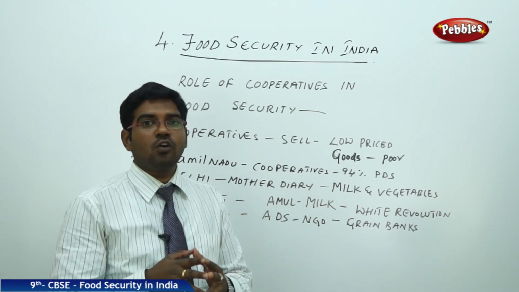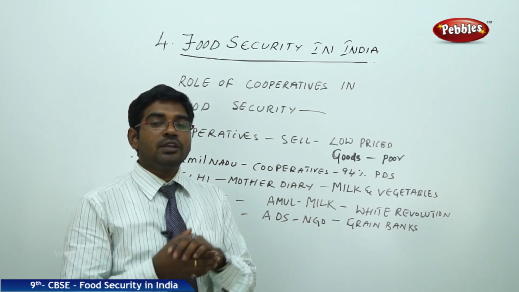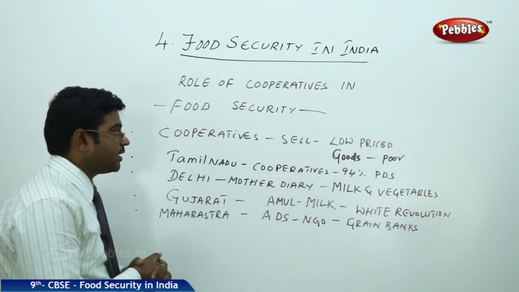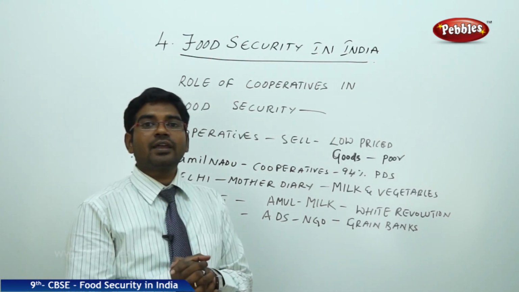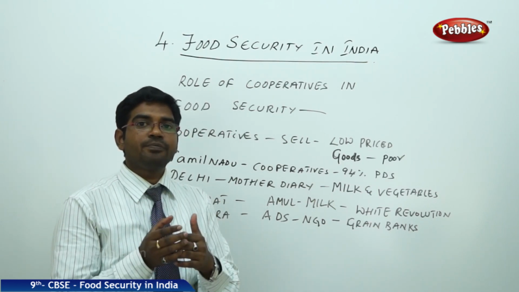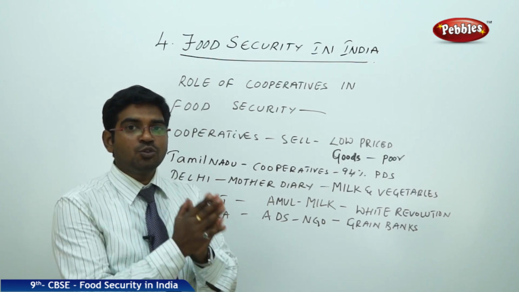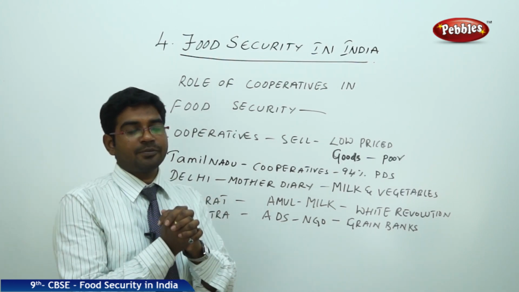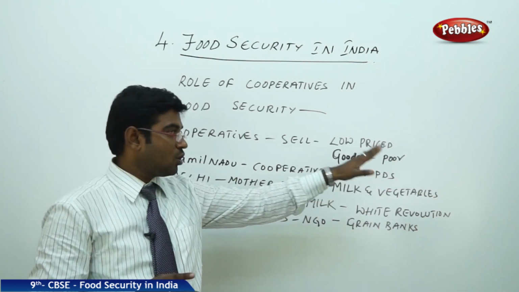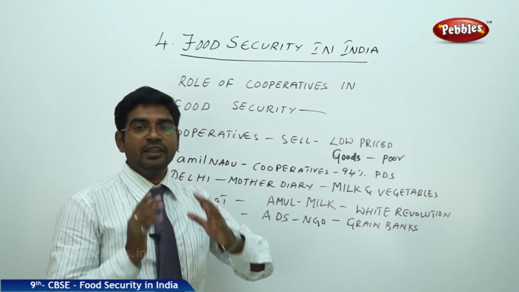not only the government, the cooperatives have also been playing a dominant role in providing food security in our country. Here we have listed some examples of what cooperatives actually are. The cooperatives are set up with a motto to sell products at very less cost to the poor sections of the community. That is, the cooperatives sell food or low priced goods to the poor who are in need.